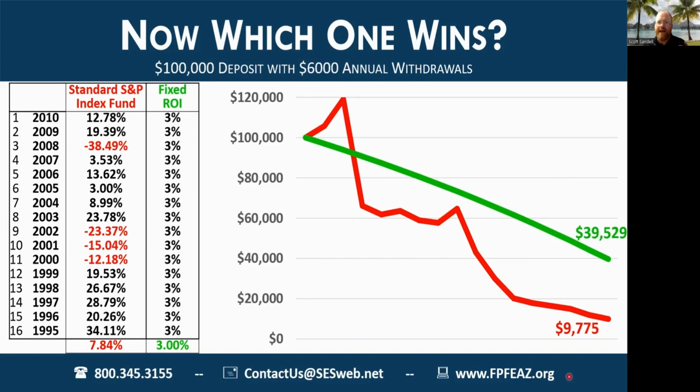No one has intuitive brains that tell you 3% is better than 7%. That doesn't make sense. But mathematically, it can make sense once you understand the math behind withdrawing from down positions, from positions that are losing. That math digs you into a deeper and deeper and deeper hole.